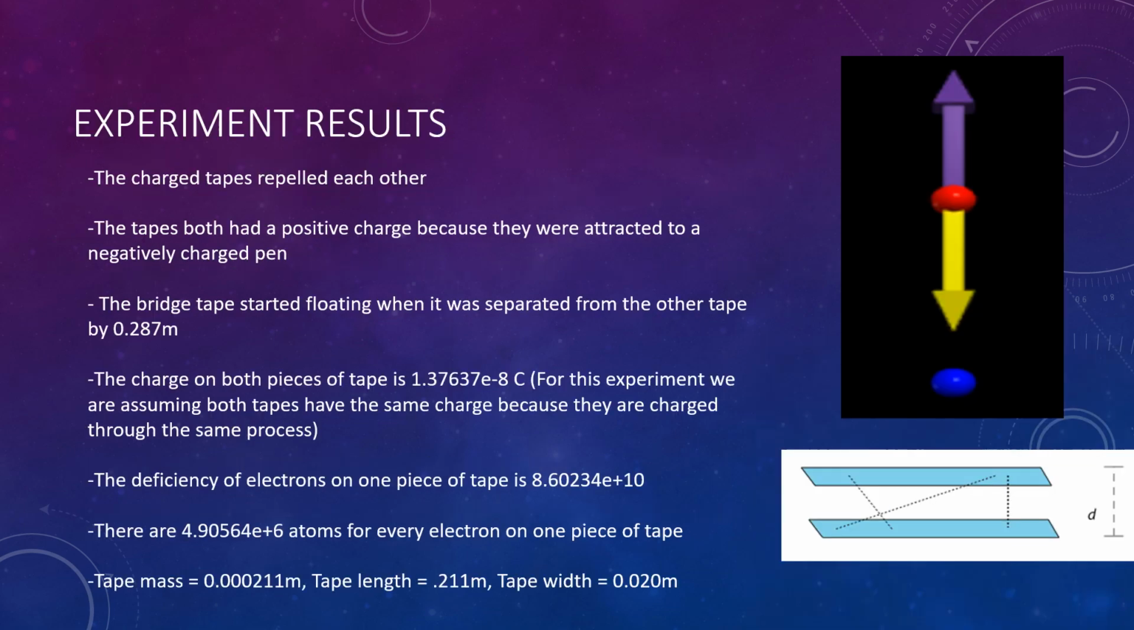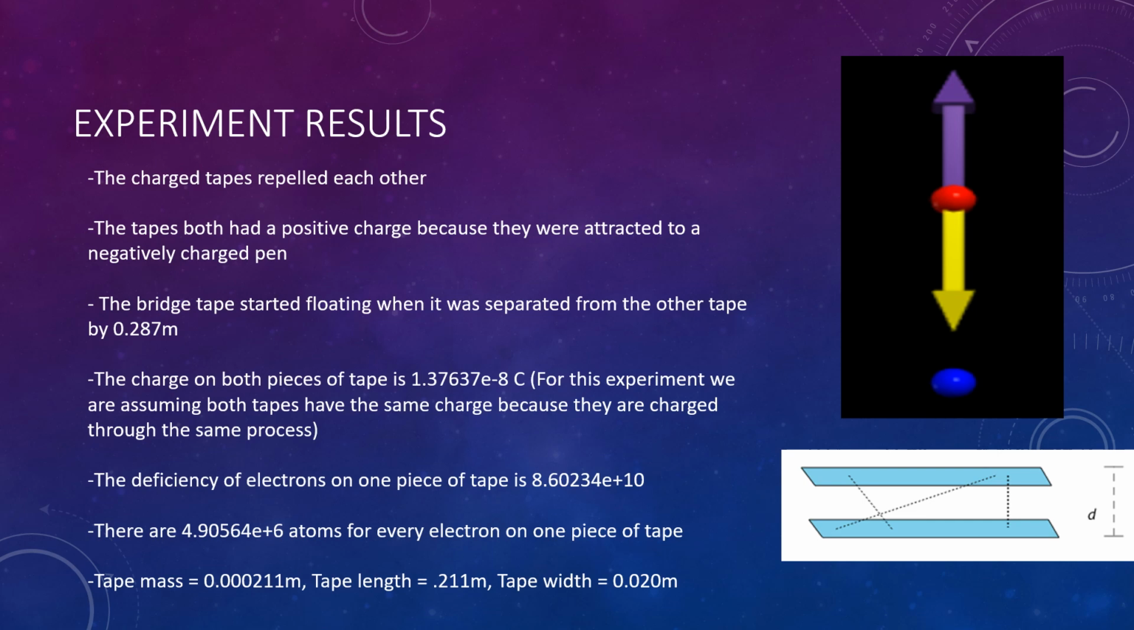Results of the experiment were that the charged tapes repelled each other. The tapes both had a positive charge because they were attracted to a negatively charged pen. This pen was charged by rubbing it through my hair, giving it a negative charge through an excess of electrons.